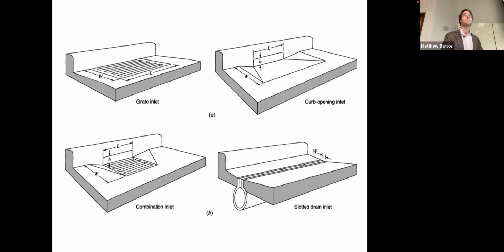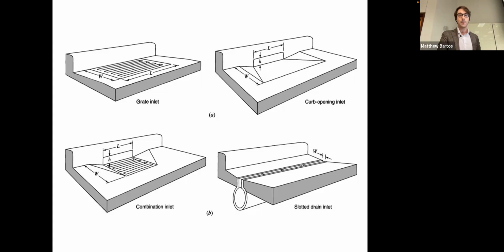You'll probably see these around campus a lot. They're often used in parking lots. So this is often when you don't need to intercept a lot of water, when you're often just collecting water over a large impervious area. So you'll see these, for instance, if you walk down Speedway, there are curb opening inlet, slotted drain inlets along Speedway for intercepting that water and carrying it to a storm drain underneath.